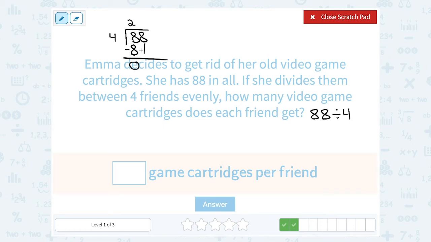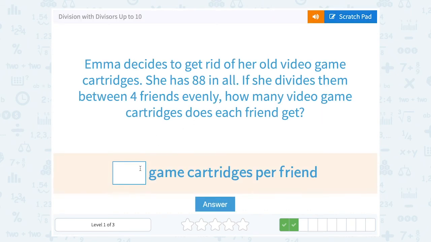We're going to bring down our second digit of 8, and then it's essentially the same thing again. How many times does 4 go into 8? Well, 4 goes into 8 2 times. We just said that was exactly 8, so there's nothing left over. So 88 divided by 4 gives us 22, or there's 22 game cartridges per friend.